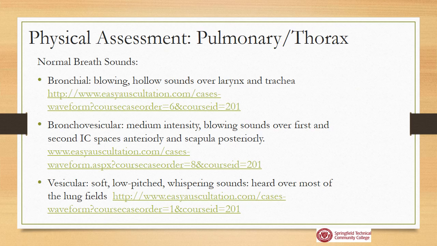This is a nice website where you can listen to breath sounds. So please take some time and go to these different websites and listen to what normal, bronchovesicular, and vesicular sounds sound like and where they're located.